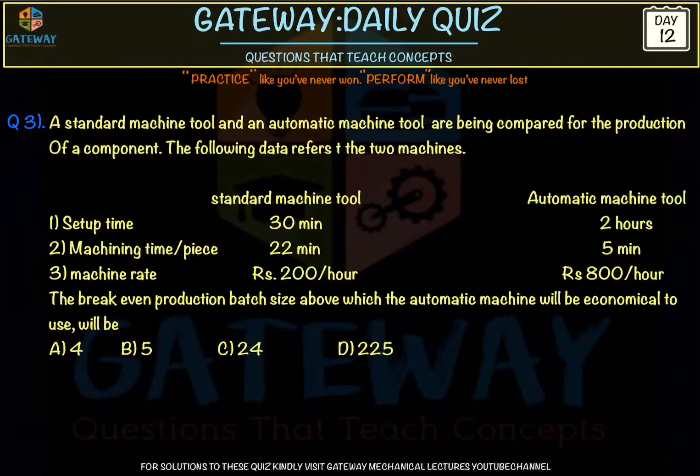Question number 3. This is an interesting and easy question. Mostly these types of questions will be asked in BARC. Even I've seen a few questions on this asked in the BARC exam also. There will be nothing tricky in this. You need to understand the logic here.